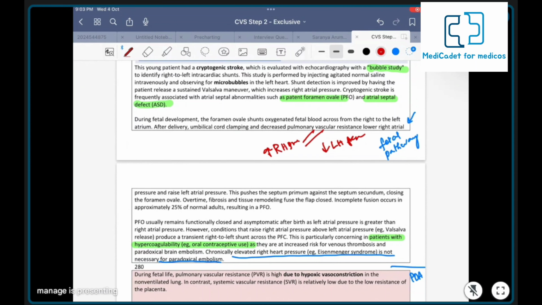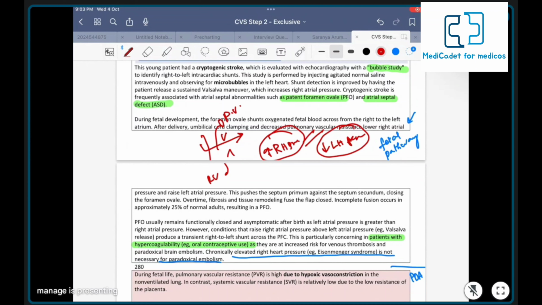The reason is because pulmonary vessels are not yet opened up. They are filled with fluid and the resistance is very high. So the pressure is very high in the right heart and very low in the left heart. This means that the blood will be flowing from the right heart to the left heart directly, instead of flowing to the right ventricle and then moving on to the pulmonary vessels. So this is what happens inside the baby.